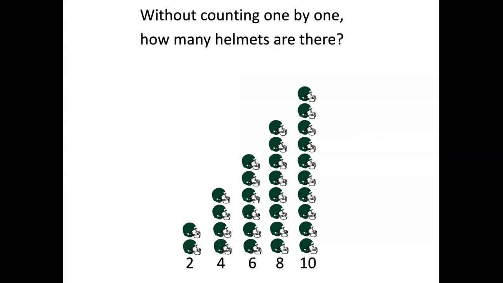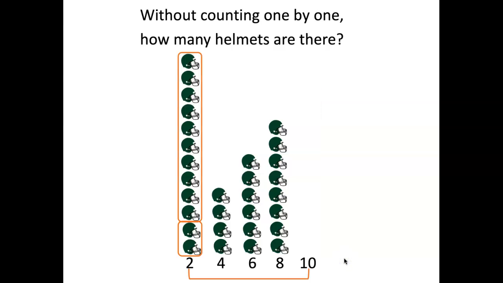So without counting one by one, now what happens? How many helmets are there? Can we visualize in a very similar way? So once again, if I take the first section of helmets, 2, and add it to the last section of helmets, which is 10, I can group these together to see that I have a sum of 12. So I have 12 total helmets.